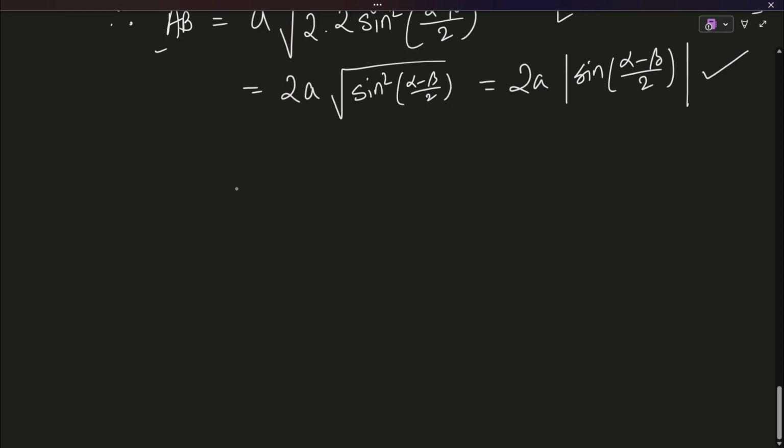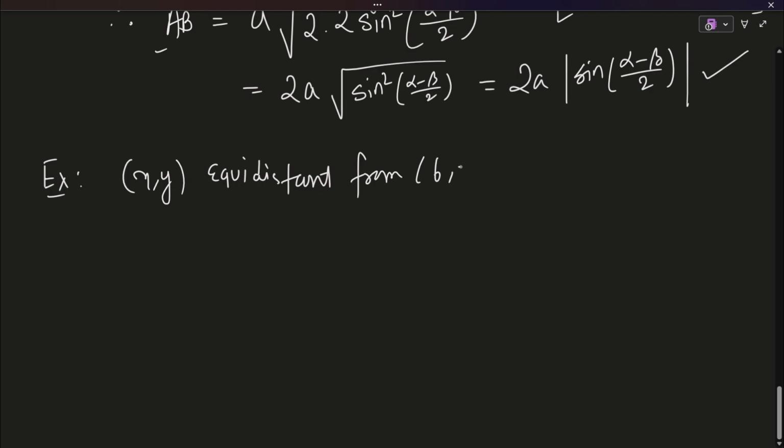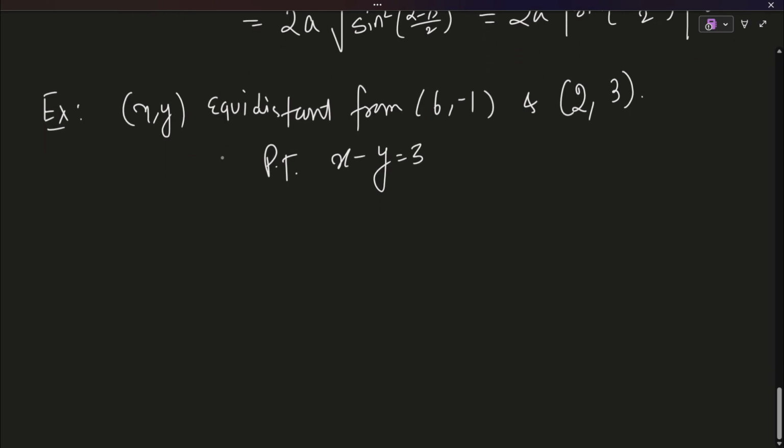Now we can do another example with the distance formula to get a bit comfortable with it. Let's say point x comma y is equidistant from 6 comma minus 1 and 2 comma 3. Prove that x minus y is equal to 3. So it's a fairly simple and straightforward statement. It says that the point x comma y is equidistant from both the points 6 comma minus 1 and 2 comma 3. You have to prove that x minus y is equal to 3.